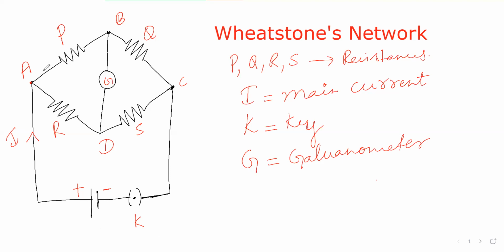Now this current I entering at point A will split up into branch currents. That is taken as I1, and another current which is flowing through here, that is taken as I2. The I1 which is passing through the resistance P will come to the point B. Again, it will be split into sub-branch currents, that is, one current which is passing through the galvanometer, taken as IG. IG is the current through the galvanometer.